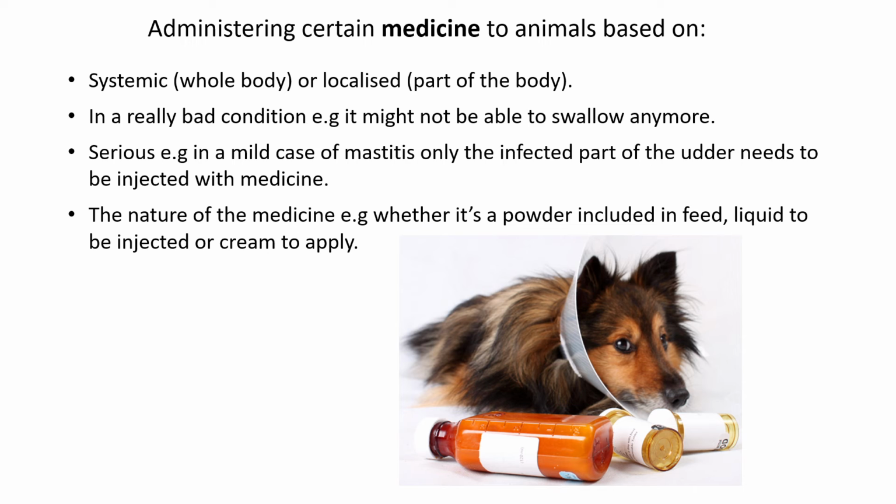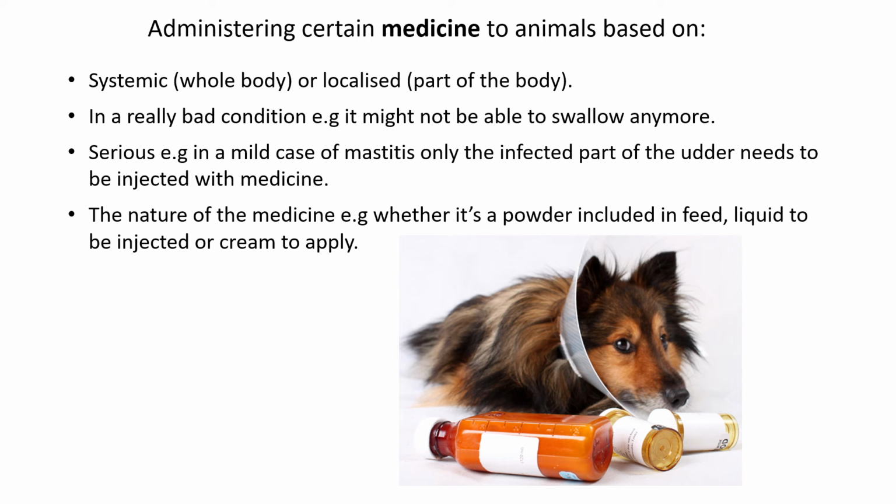And usually, technically, this has to do with vets, because vets usually prescribe medication and then they give the medication to the animal. But it's good for farmers to know this as well, because sometimes they have to self-medicate the animals. Second bullet point, a really bad condition, that's important, meaning is the animal in a bad condition, because it might not be able to swallow anymore. So if it can't swallow medication, you can't give the medication through the mouth. Then you must inject the animal or do something else.